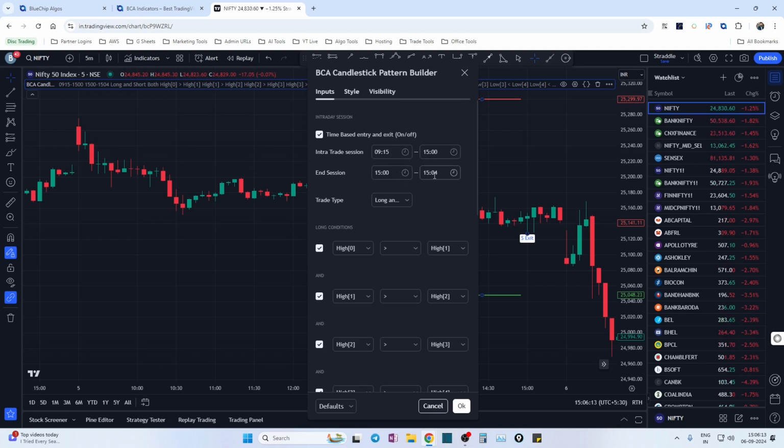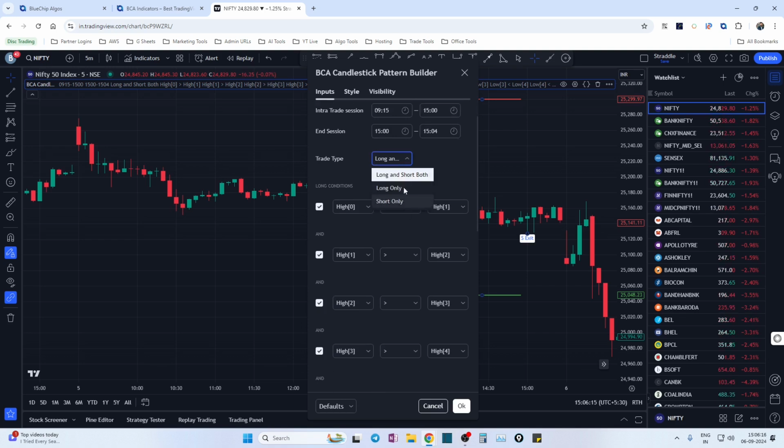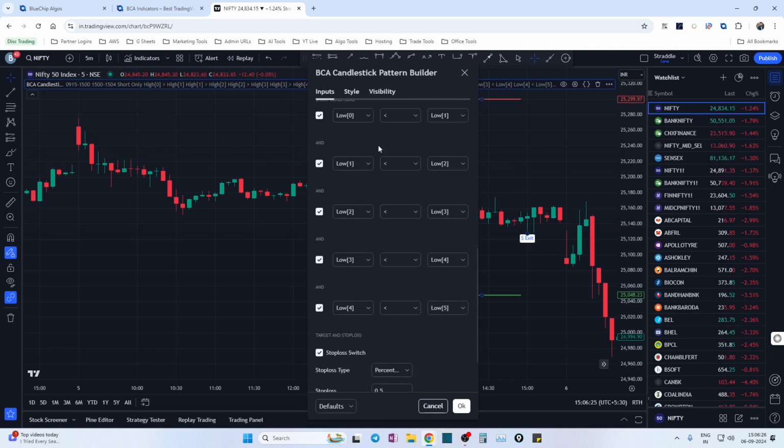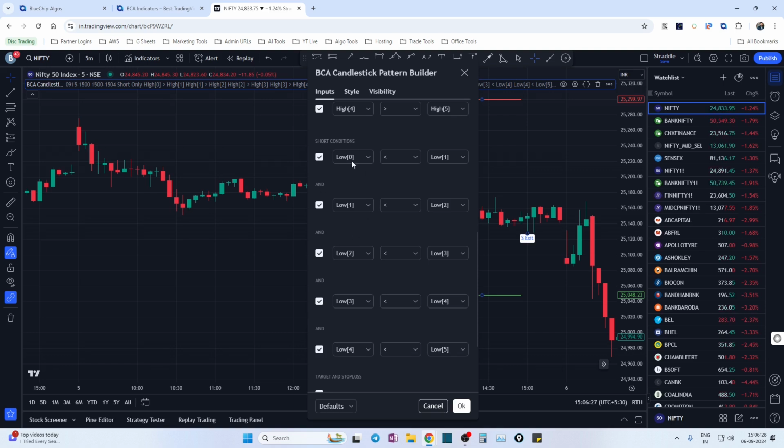And likewise, you can also give the end session, and then only long or only short or both. So for now, we will put only short, and these conditions are for long. You can see the heading. Now we will scroll down a little bit and come to the section where we have short conditions. As we discussed, you have a lot of things here. Basically, it's just high, low, close and open, but each parameter is given for 5 candles.